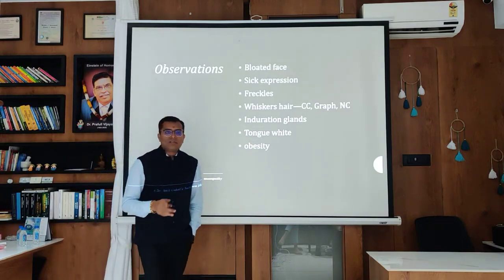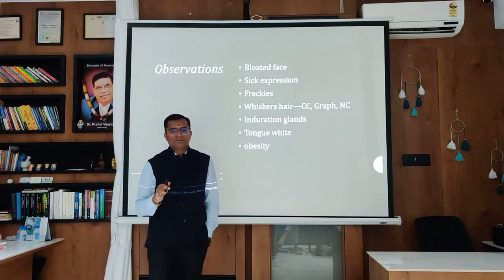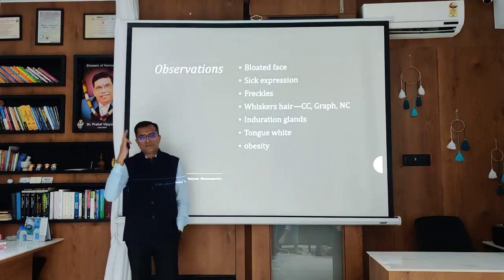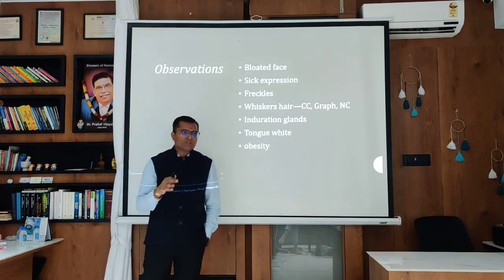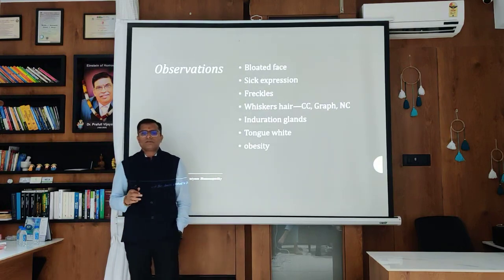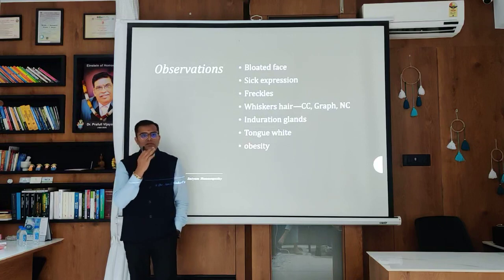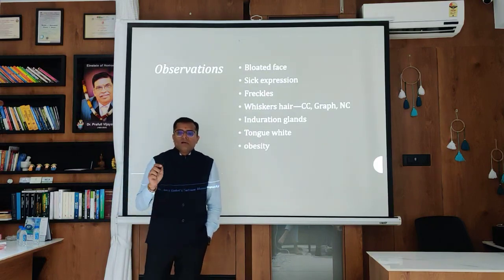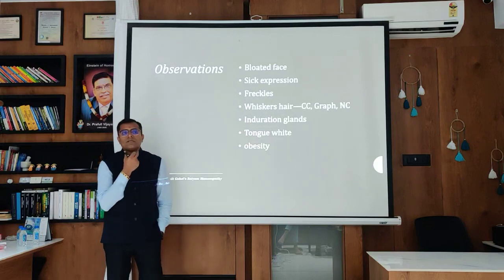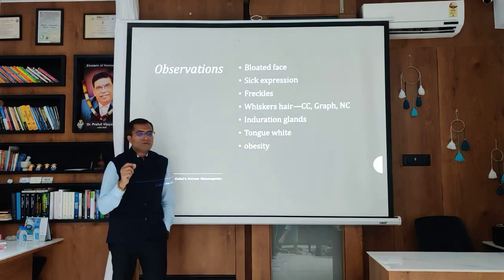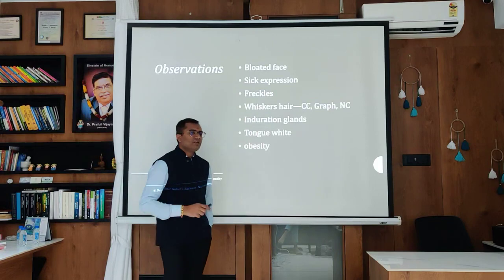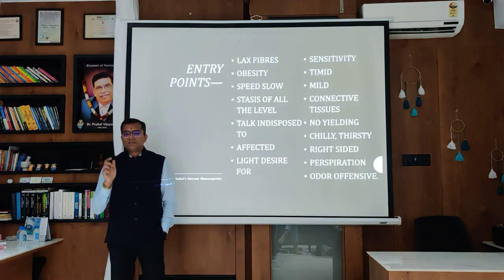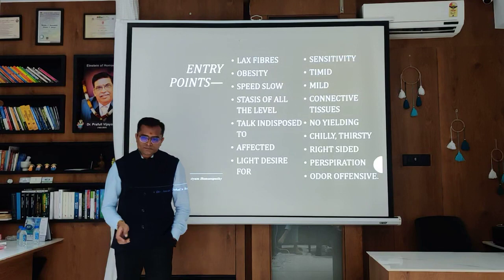Observations: when you see what kind of person comes into your clinic, when you think of a person with a bloated face, you can think of carbon. Sick expression on the face, a toxic look because of the slowness of everything. Freckles, accumulations of pigment on the skin. Whisker hairs. Indurations of the glands; the glands become hard and thick. The tongue is white and the person is obese. You can think of carbon. These are the entry points of the carbons.